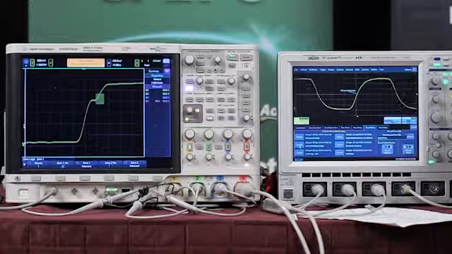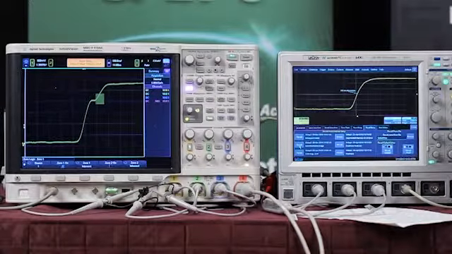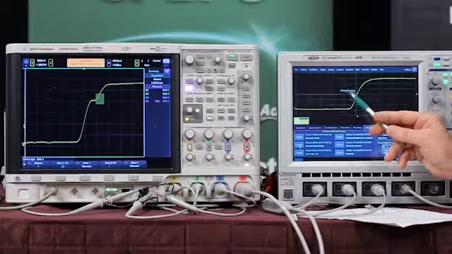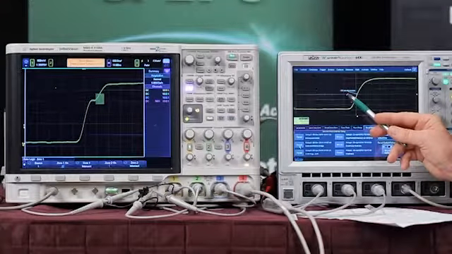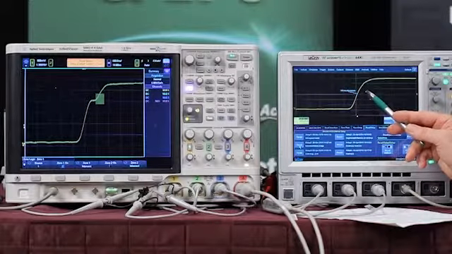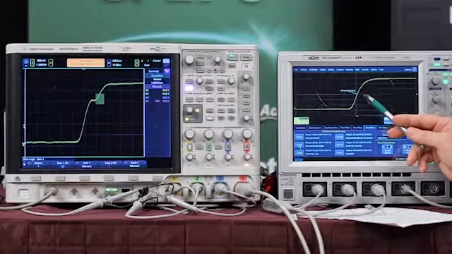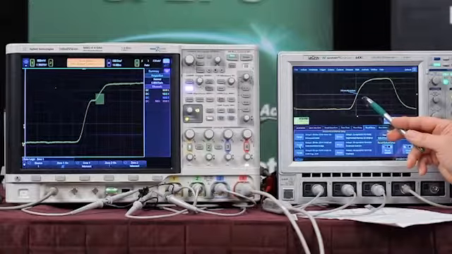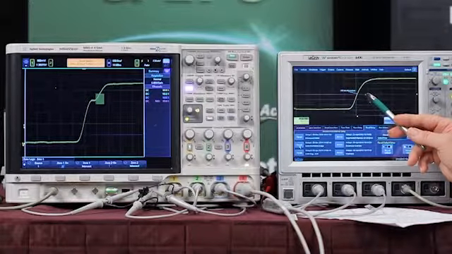At this setting, I have minimized the memory depth. I've optimized in order to get the fastest waveform update rate utilizing real-time sampling. But at this time-base range, the maximum waveform update rate is just 100 waveforms per second, and of course, you don't see the transient.